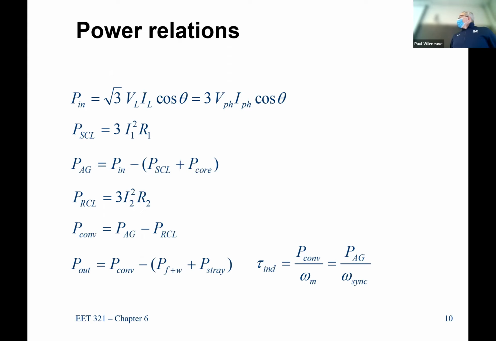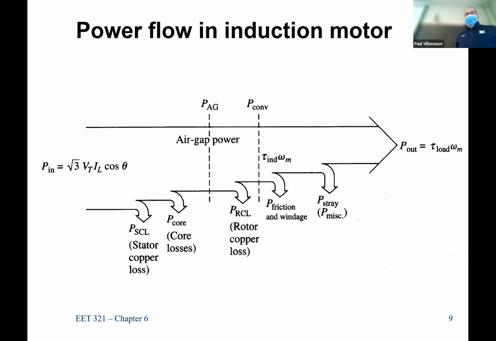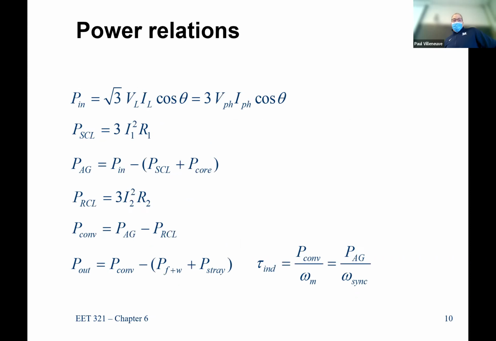So my air gap power is going to be equal to my P in minus my stator copper losses and whatever core losses if I can categorize them. There is no equation for that, is basically what I'm saying. Rotor copper losses are the same thing, I squared times R. I've got 3 of them. And going back up, once I get into my air gap and I know what my rotor copper losses are, then I can subtract rotor copper losses from my air gap power, and that is mechanical converted power. That is P converted.